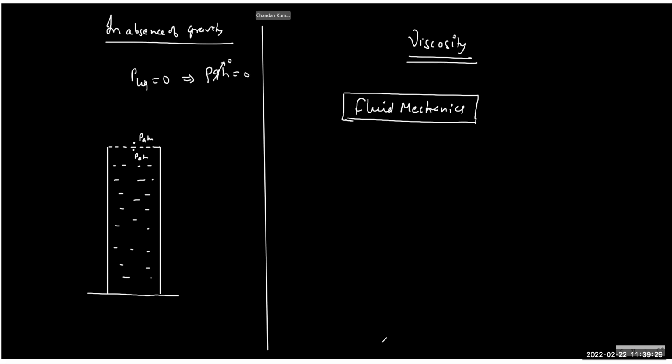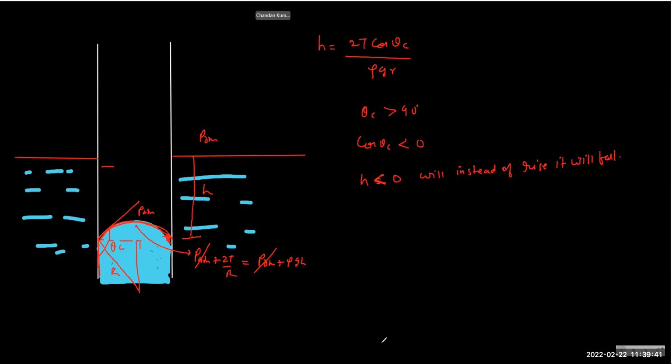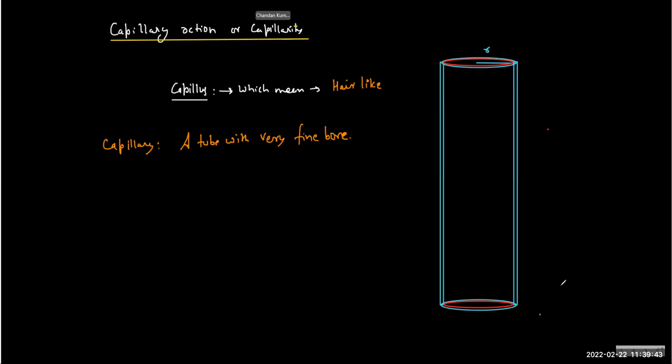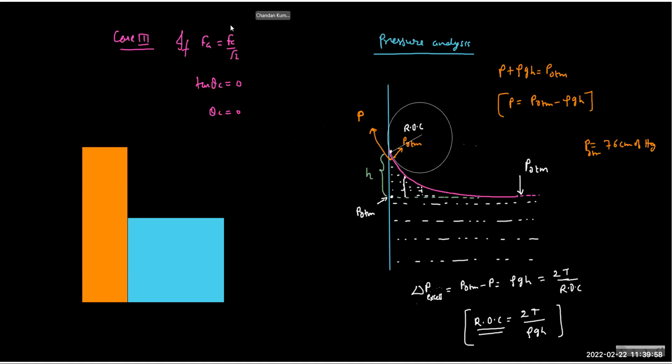Yes, sir, I have a doubt on page number 4 of today's lecture. I didn't understand how 2T by R comes, the derivation. Okay, 2T by R. I think I have defined the excess pressure. So what is excess pressure?